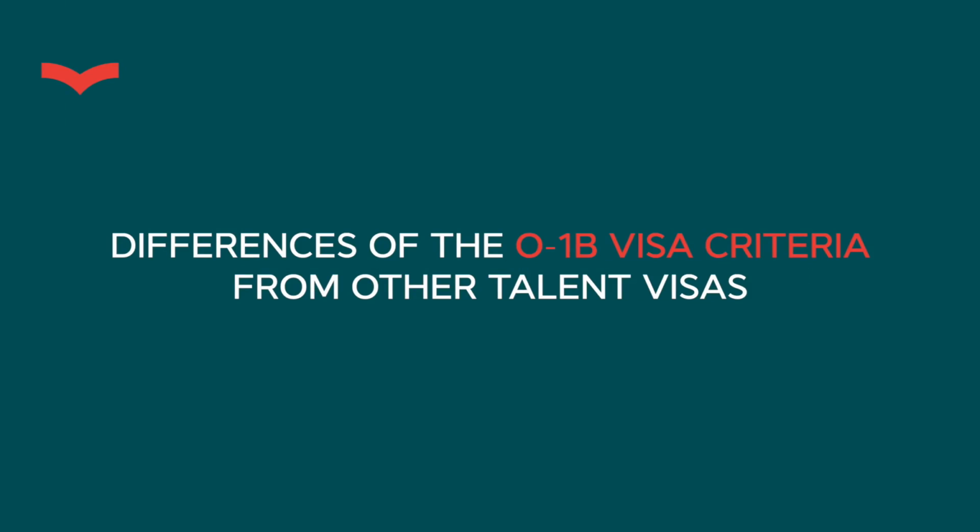However, I want to draw your attention to certain criteria in the O-1B visa and show how they are different from anything else in extraordinary people visas: O-1B, O-1A, EB-1A, and even the EB-2 national interest waiver, right? So there are at least four talent visas that are possible to get. Some of them lead to green cards, some of them are non-immigrant visas.